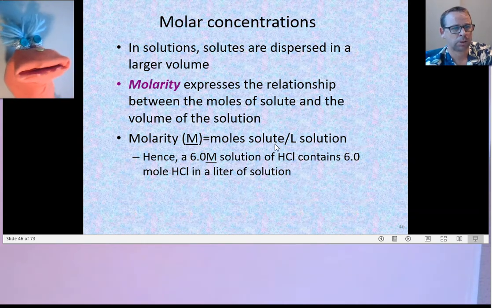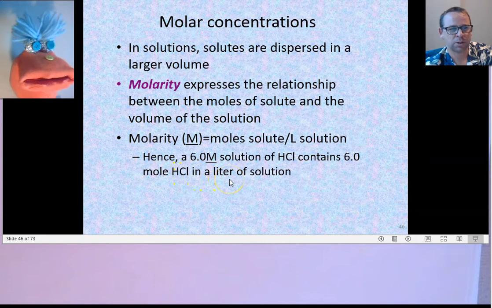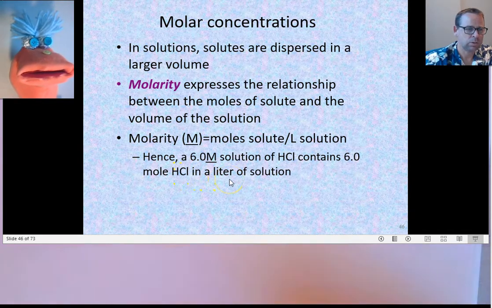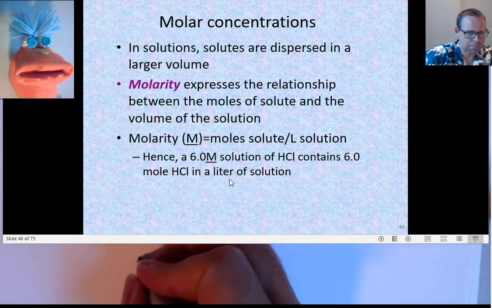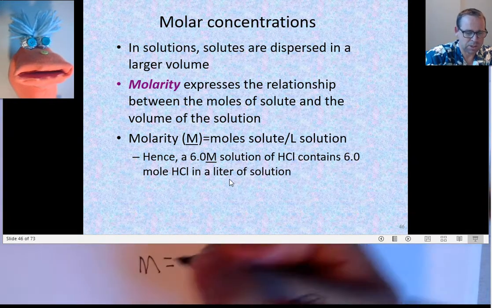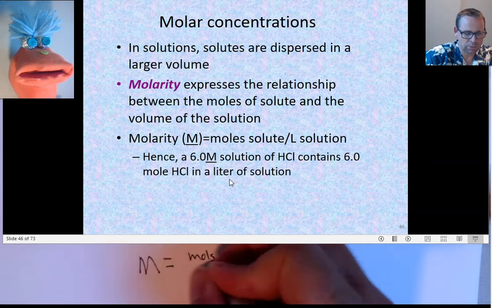Okay, so when we say 6 molar solution of HCl, for example, that means it contains 6 moles of HCl in every liter of the solution that we have. So just to reemphasize, when I say big M, that means moles of solute per liters of solution.